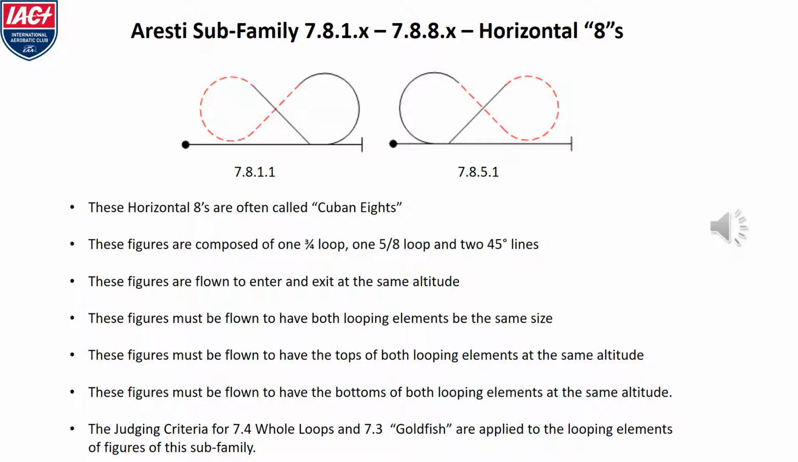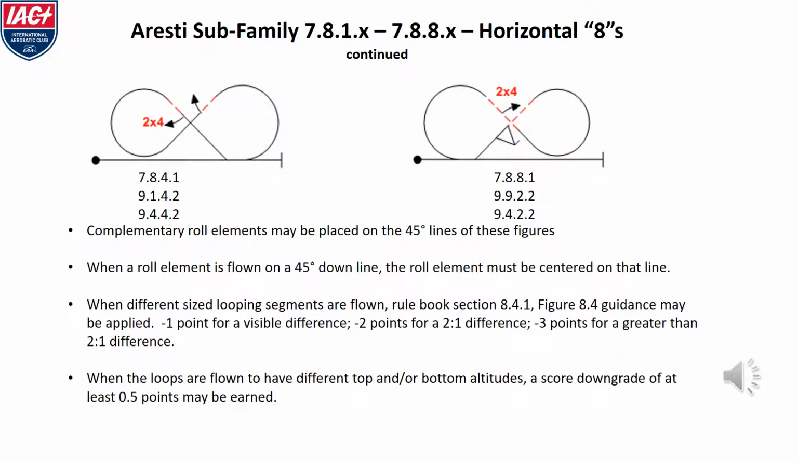The tops of both looping elements must be at the same altitude, and the bottoms of both looping elements must be at the same altitude. Horizontal eights may have complementary roll elements placed on the 45 lines of the figures. When a roll element is flown on a 45 line, the roll element must be centered on that line.